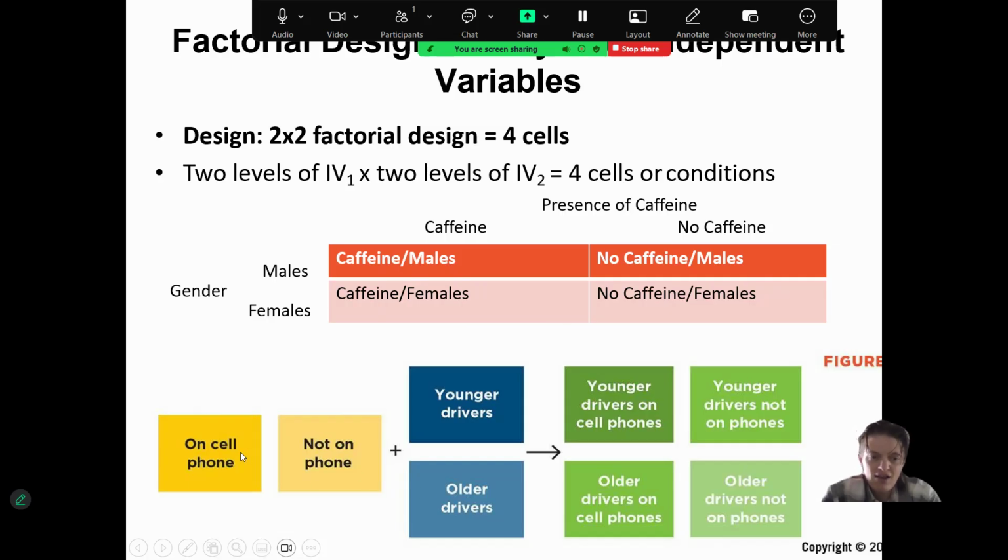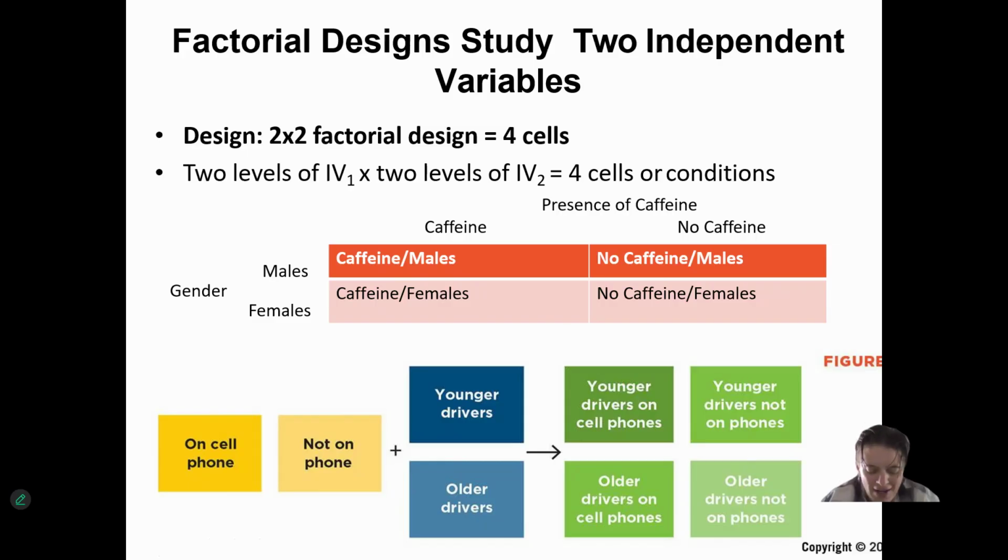And again, down here, if we have on a cell phone versus not on a phone, and we're looking at younger drivers and older drivers, that's going to give us four possible cells or conditions. So if we have a two by two factorial design, that would have four conditions. A three by two factorial design would have six conditions. In theory, a four by five would have 20, right?